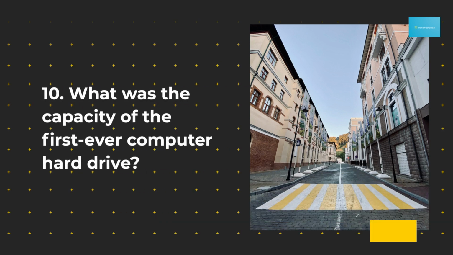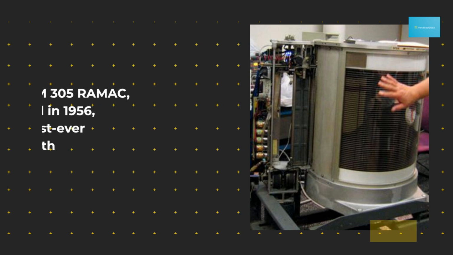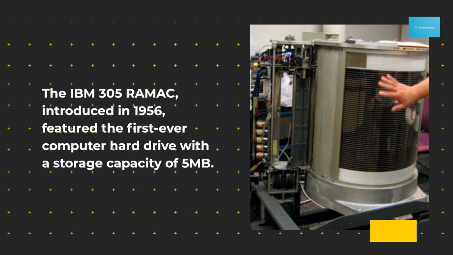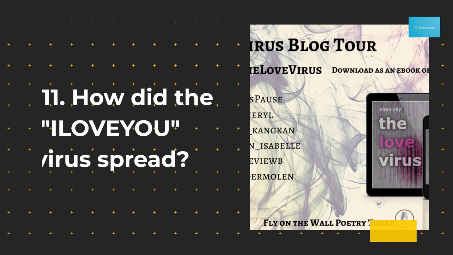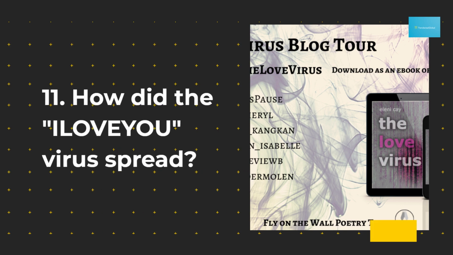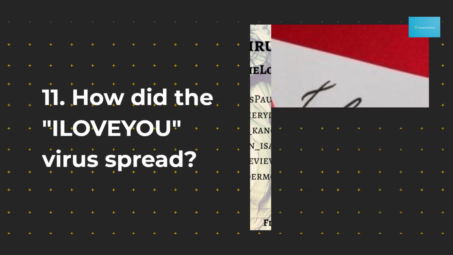10. What was the capacity of the first ever computer hard drive? The IBM 305 RAMAC, introduced in 1956, featured the first ever computer hard drive with a storage capacity of 5 MB. 11. How did the ILOVEYOU virus spread?